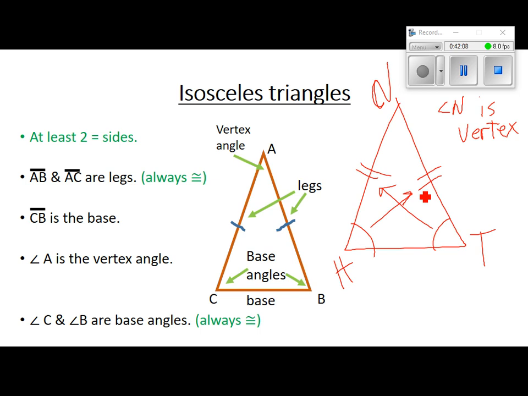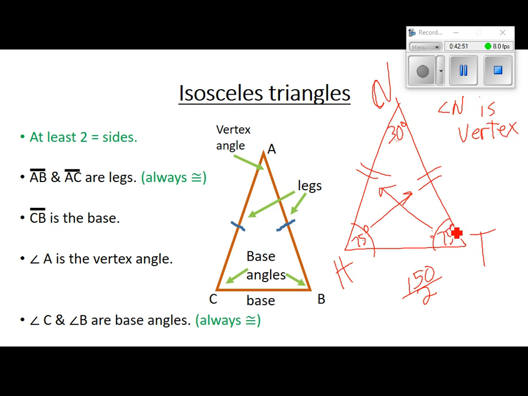What if I told you angle N was 30 degrees? Could we find some stuff here? If angle N is 30 degrees, we just got done doing a problem like this on the homework. Why is angle H 75? What do we know about the three angles of a triangle? They have to add up to 180. So if this one's 30, how much is left over for these two? 150. Does that mean each one of those is 150? No, divide that by 2. So what's this angle? 75. What's this angle?